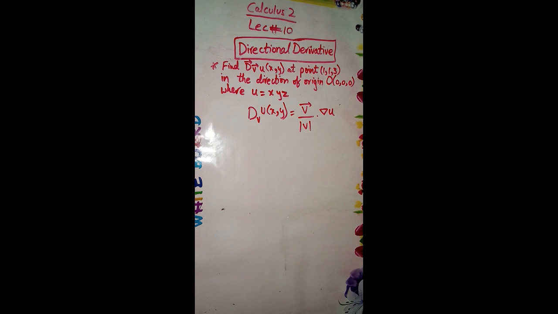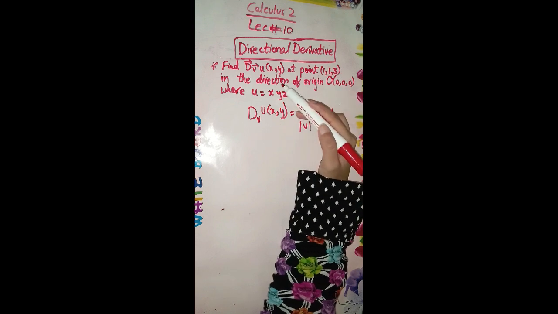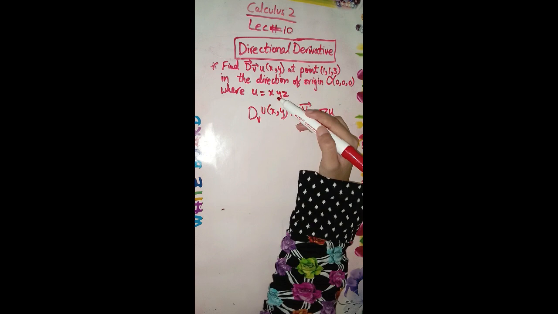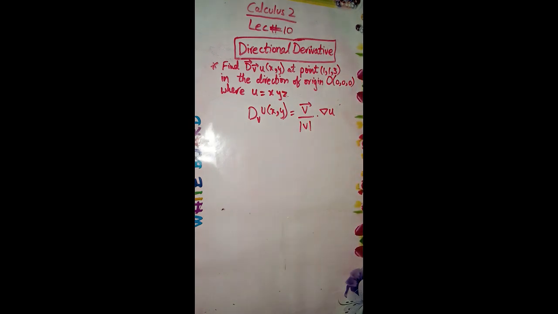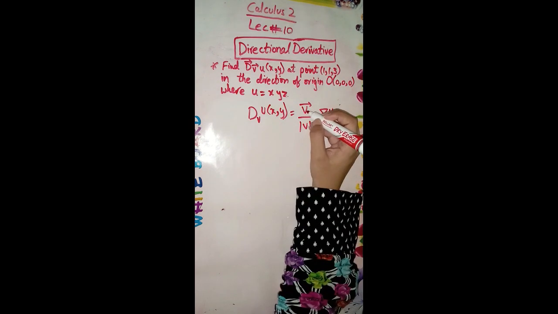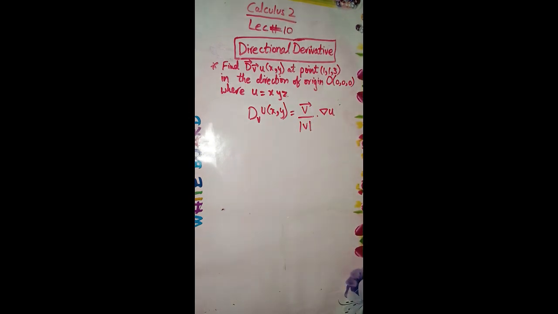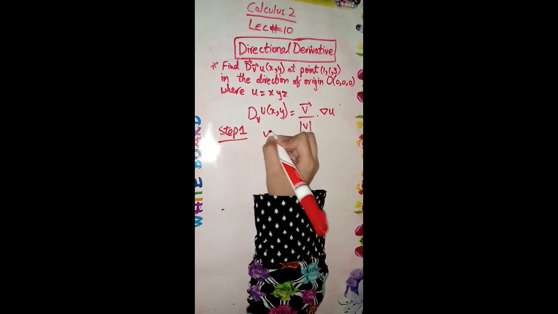So now in our example we have to find the directional derivative at point (1, 1, 3) in the direction of the origin, where u is equal to xyz. This is our scalar point function. Now we will find the vector, its determinant and the gradient of u, and then we will put these values in this formula. So our step 1 is to find the vector v.